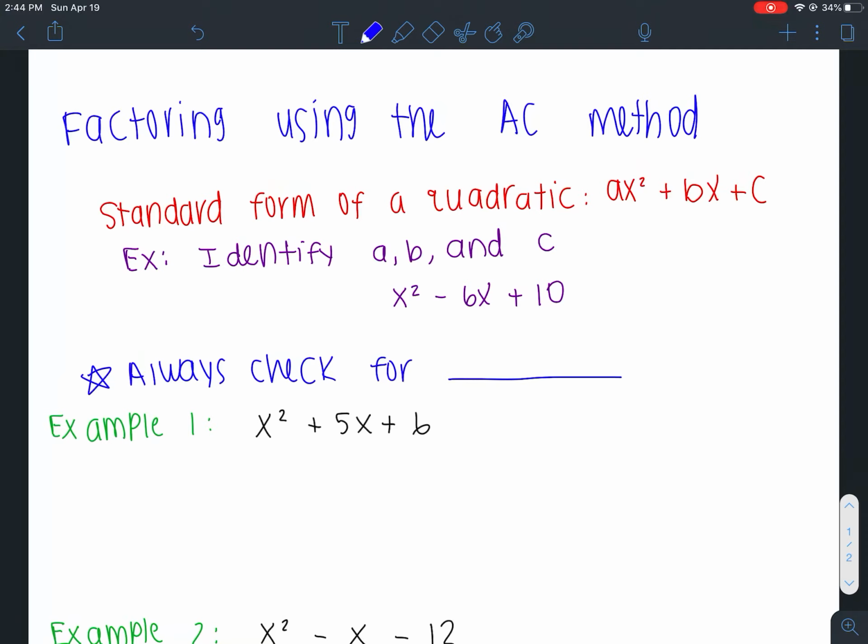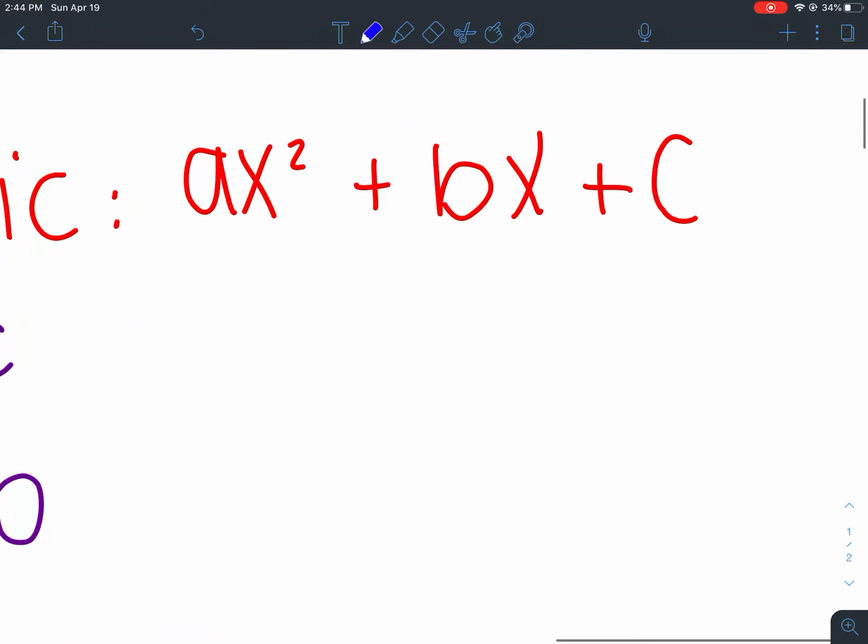So unit 6 is the first time we're jumping into quadratics. Now quadratics is the function where it kind of makes like a U shape, okay? So back in unit 2, we kind of learned about our parent functions. So the standard form of a quadratic is ax squared plus bx plus c.